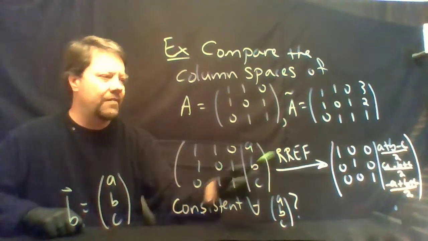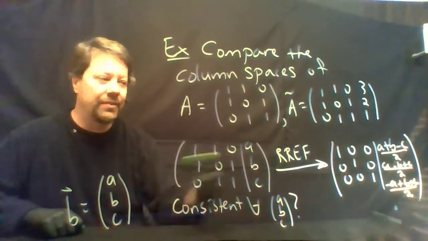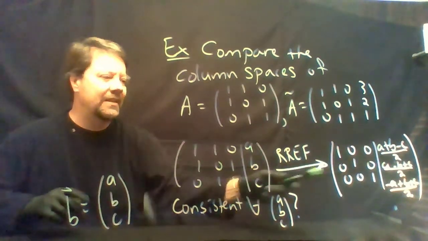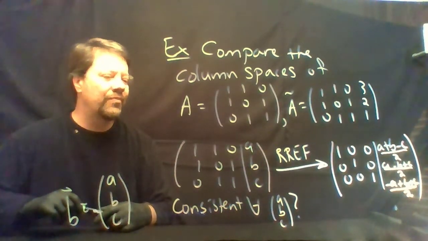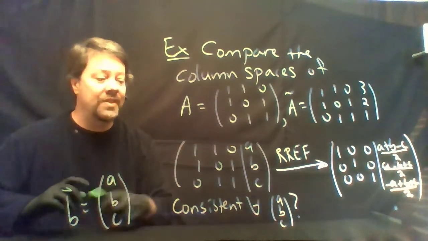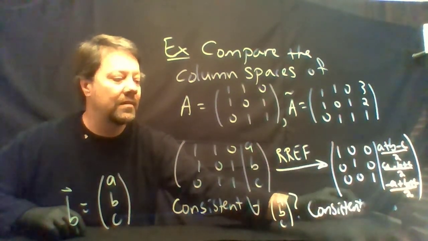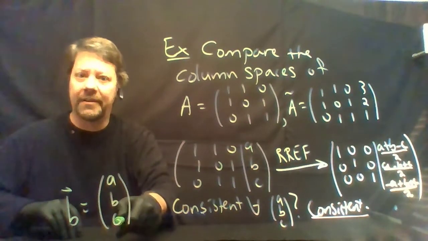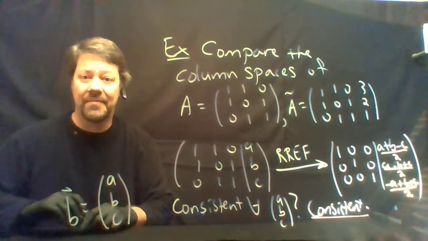I obtained the reduced row-echelon form of 1, 0, 0, (A plus B minus C) all over 2; 0, 1, 0, (A minus B plus C) all over 2; and 0, 0, 1, (negative A plus B plus C) all over 2. This is easy to check from the original equation. What we see is that the system is consistent. We find that there is a unique way of expressing an arbitrary vector A, B, and C as a linear combination of the columns of the matrix A.